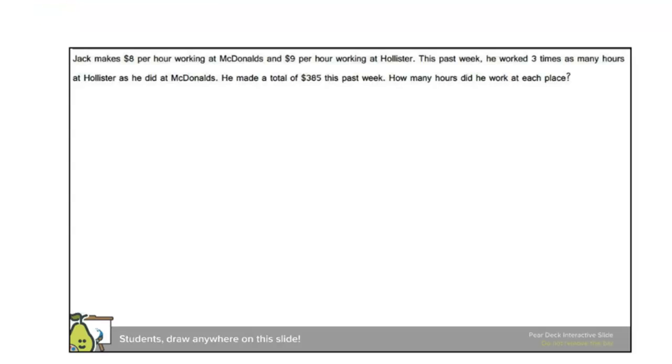So the question sort of informs us as to what we're looking for. How many hours did he work at each place? So the 2 unknowns that I have are the number of hours that he worked at McDonald's and the number of hours he worked at Hollister. It seems to me that I would use M to symbolize how many hours he worked at McDonald's, and H for the hours he worked at Hollister. Now be careful, I'm using H for Hollister, not for hours. M is hours working at McDonald's.